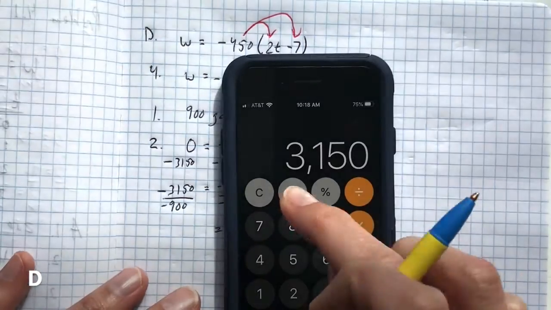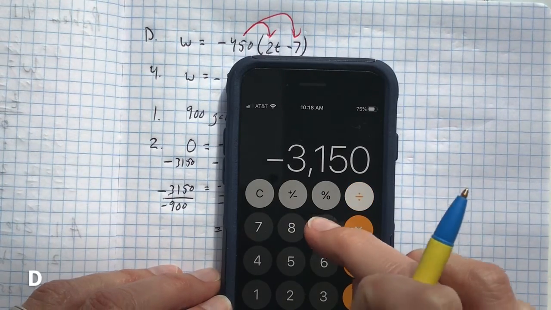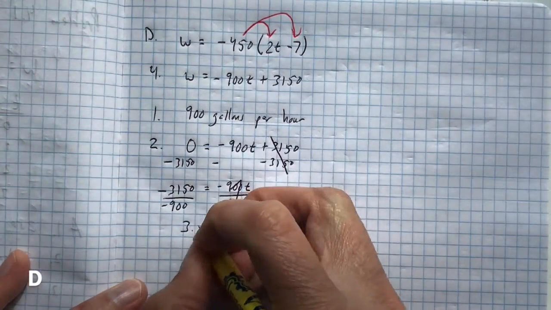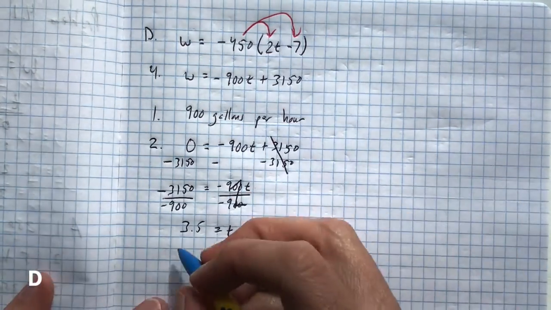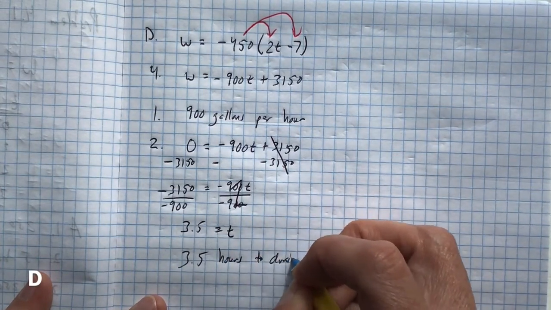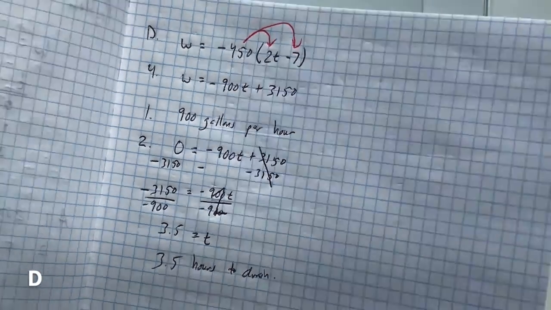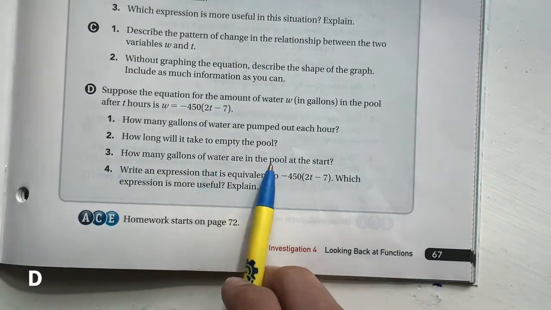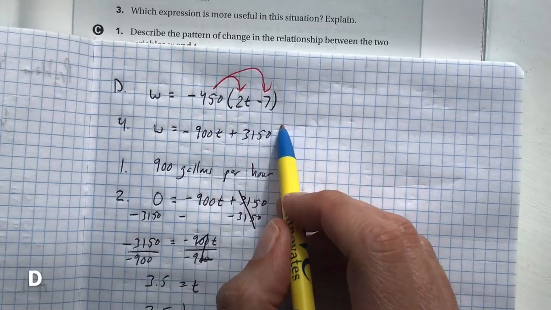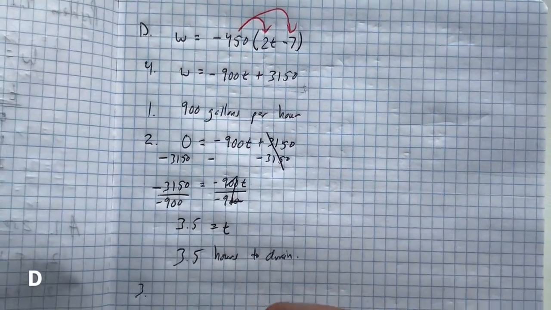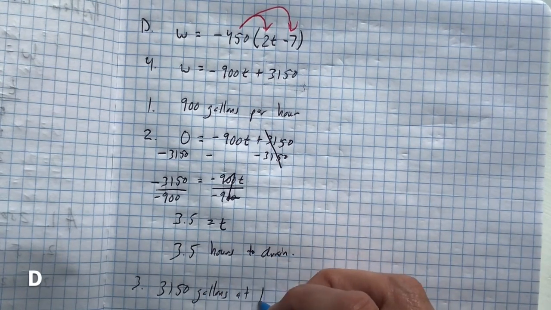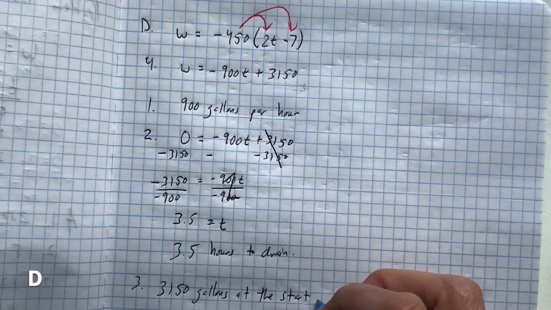And if I have that here, and make sure this is negative, divided by 900, that's negative. There we go. Hey, look at that. It's going to take 3.5 hours. So that means 3.5 hours to drain. There we go. And number 3, how many gallons of water in the pool at the start? Well, going back to our new function format here, you saw when we did it before, that's our y-intercept. So you can see number 3 is going to be 3,150 gallons at the start.